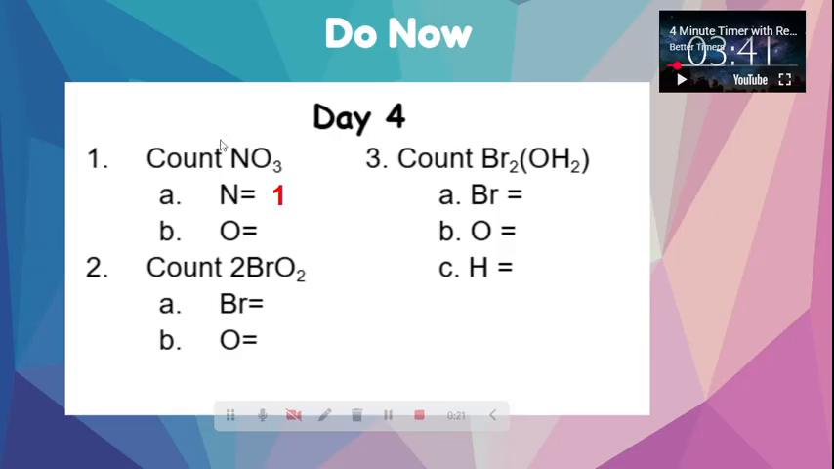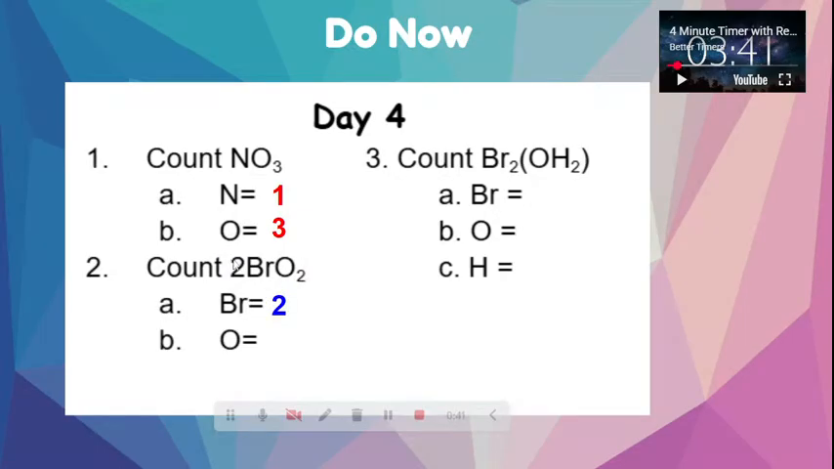O3. Is there a coefficient in front of that? Nope. So, we're only going to focus on the number right behind my subscript, which is going to be 3. I have 2 BrO2. So how many Brs do I have? We're looking at that number in the front. So that is going to be 2.